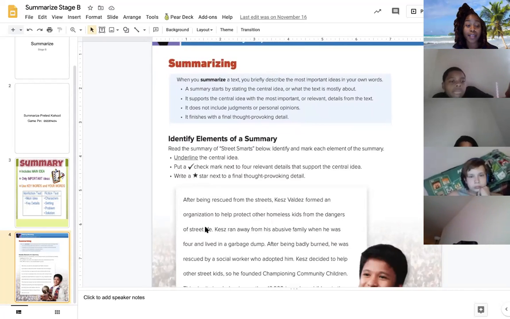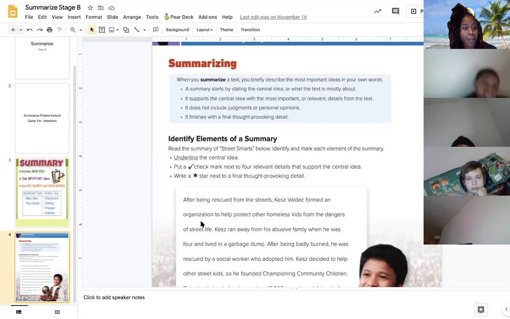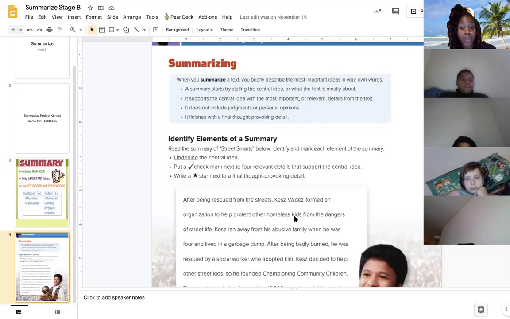Now, we've already read the passages, right? It's been a while, but we did read them. Wouldn't you guys say that this first sentence sums up what we read? I think it was 4 pages actually. Doesn't that sum up everything we read without going detail to detail? After being rescued from the streets, Kes Valdez formed an organization to help protect other homeless kids from the dangers of street life. Thumbs up or thumbs down?